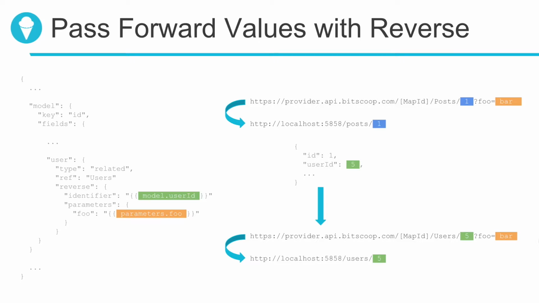And then based on our reverse specification, we're passing forward the identifier model.userid, so that would be 5, forward to the endpoint users. And what that manifests in is a call to localhost 5858 /users/5. Also notice that we're taking the parameter foo that we have in the initial request, and we're passing that forward to the request to users as well. So as you trace through this data here, everything's color-coded, so you can take a look at the slide and reference it to make that a little bit more clear, hopefully.